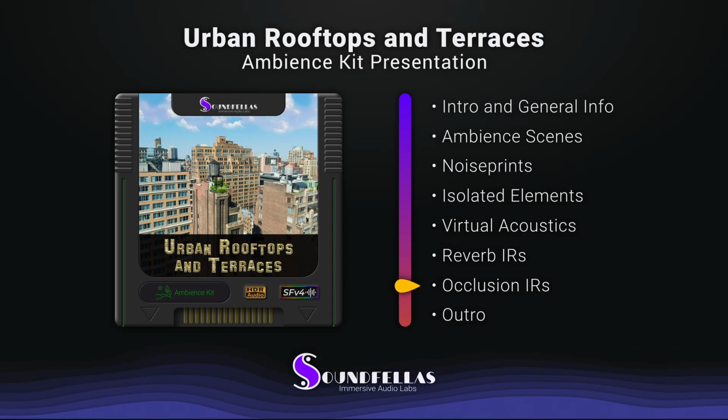Next, we have the occlusion impulse responses. You can use those with convolution to simulate sound transmission through various materials taken from the era and location of this library's theme. Here is a demo of an ambience loop filtered through some of the occlusion impulse responses included in this library. First, let's hear the dry sample. Here's the same sample through a rooftop entrance door. And here's the same sample through a rough concrete wall.